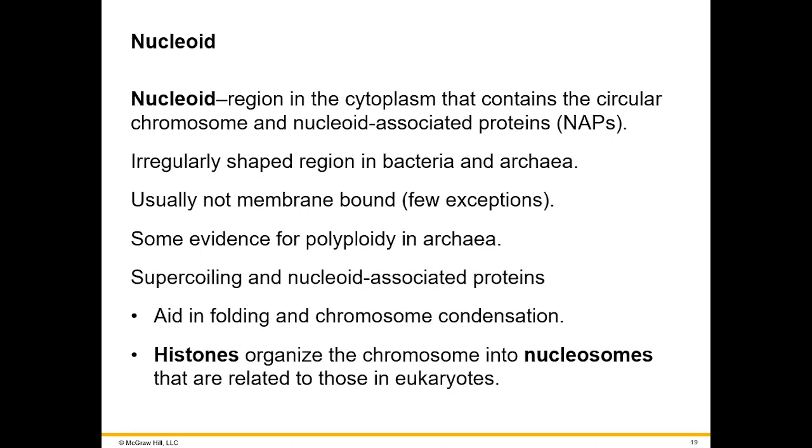The nucleoid region is a region in the cytoplasm that contains the circular chromosome and the nucleoid-associated proteins. Both of them are irregularly shaped regions in the bacteria and the archaea, but they are not membrane-bound, with a few exceptions. We have found some evidence of polyploidy, but again, the challenge in studying archaea is that they are quite fastidious. When we say fastidious, remember when I said they are extremophiles, they tend to live in extreme conditions, and that is why culturing them in the laboratory under normal conditions is very challenging, because they cannot live in normal conditions.